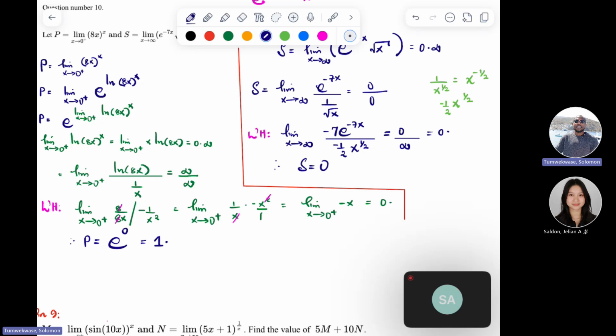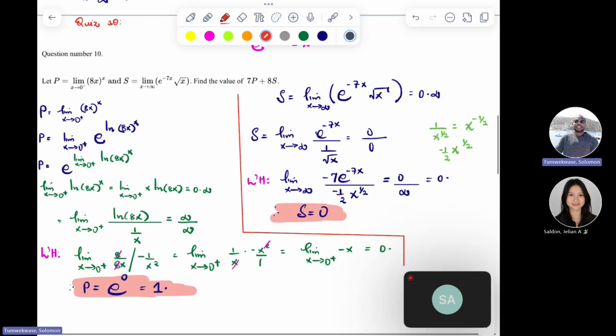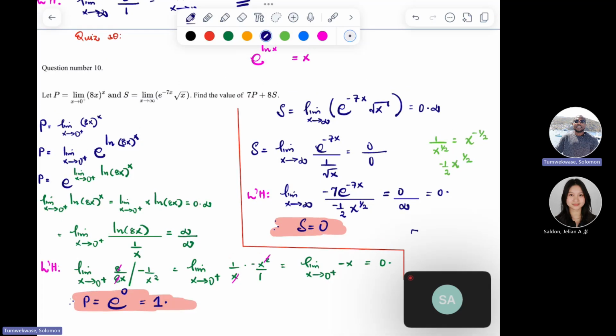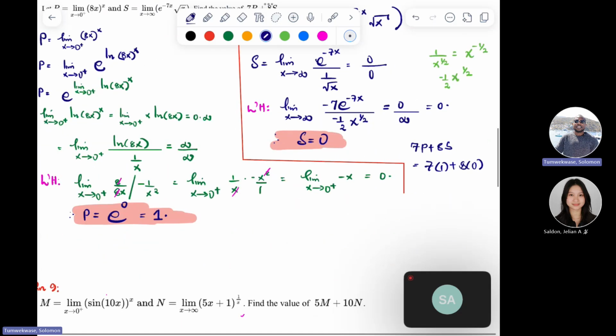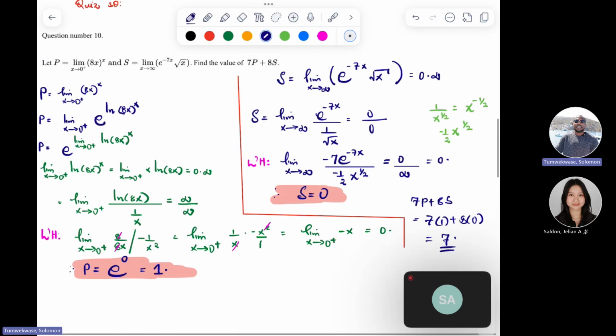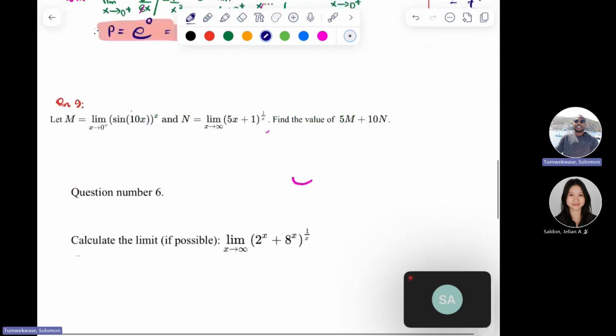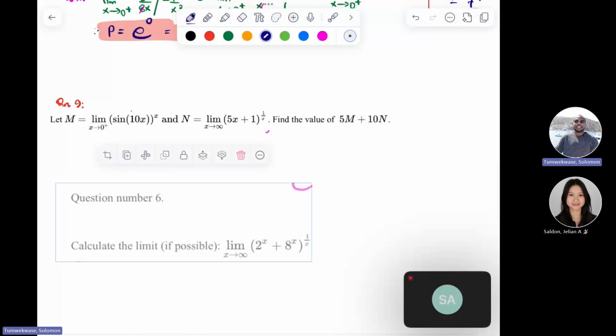So we have P as 1, and we have S as 0, and therefore we can just calculate this here. So 7P plus 8S, this is just 7 times 1 plus 8 times 0, and this is just 7. Okay, I hope that's fine.